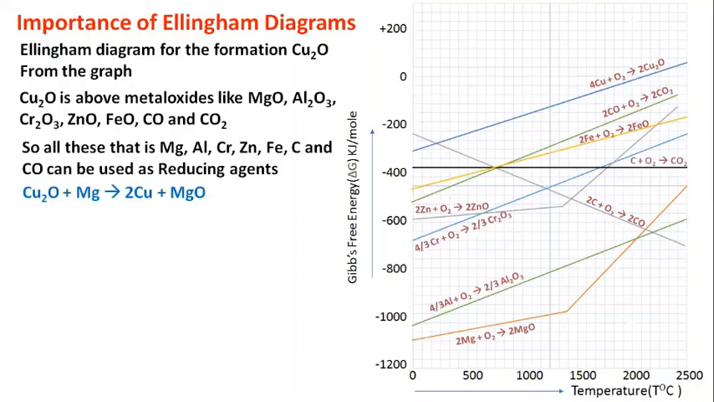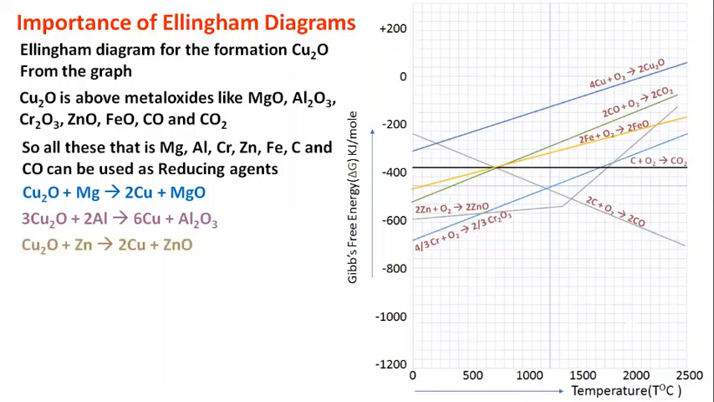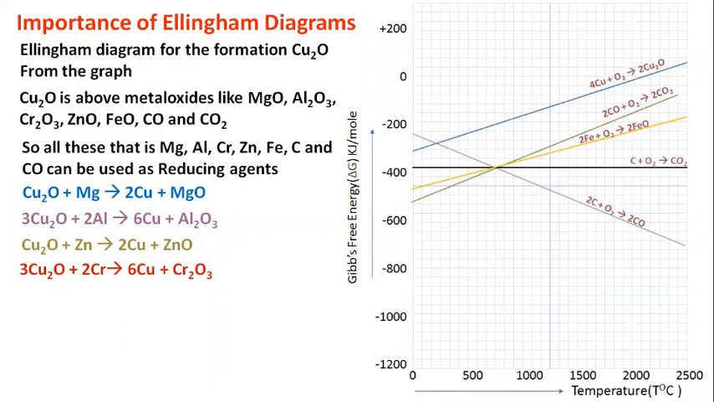You can see the equations. When cuprous oxide is reduced with magnesium metal, copper metal can be formed. In the same way, when cuprous oxide is reacting with aluminum, you can see that copper is produced here. In the same way, when cuprous oxide is reacting with zinc, copper is produced. When cuprous oxide is reacting with chromium, copper is produced. When cuprous oxide is reacting with iron, copper is produced here.